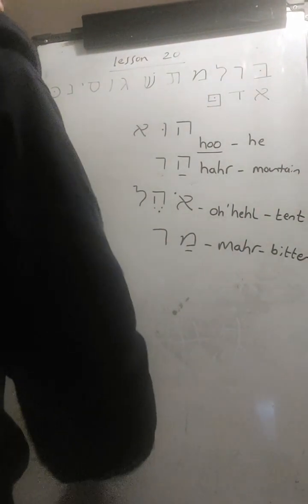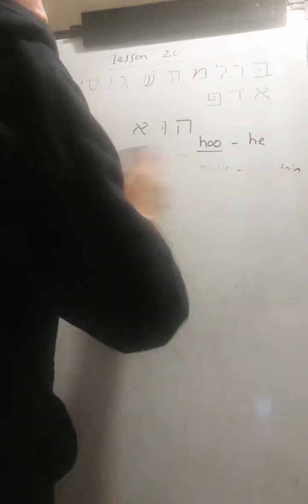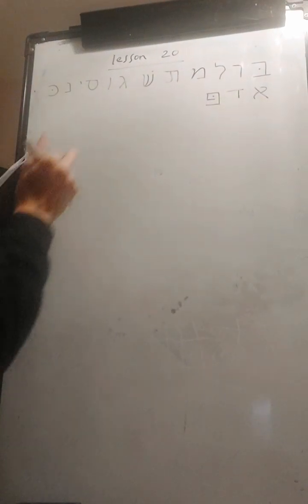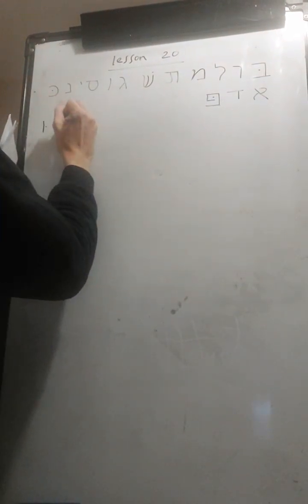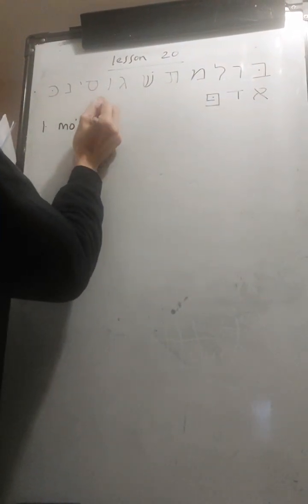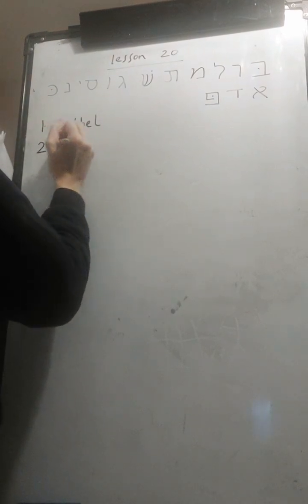Okay, so again, we're going to have a go. I'm going to tell you the sounds of another 2 words, and I want you to write them. The first one I want you to write in Hebrew is mohel, and number 2, ed.